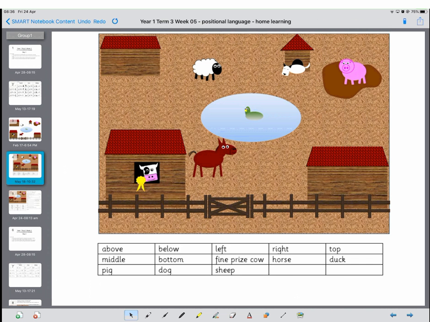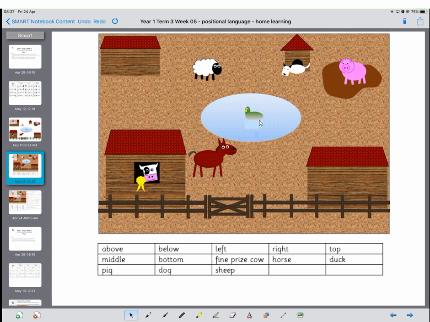Pause the video each time, grown-ups, if it helps. Okay, brilliant. So at the top, you could have pointed to the sheep, you could have pointed to the dog, and you could have pointed to the pig. Okay, now I want you to point to an animal that's in the middle of the farmyard. I don't think the farmer would want it in the farmhouse.